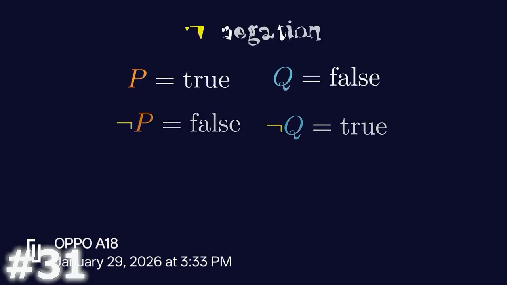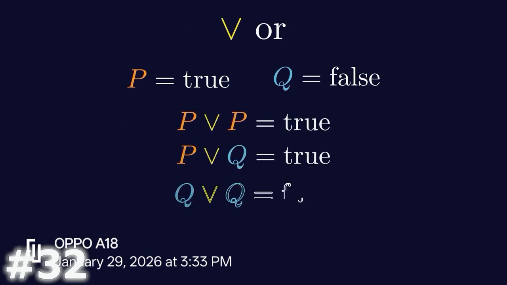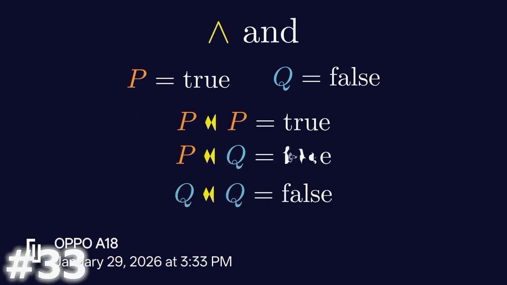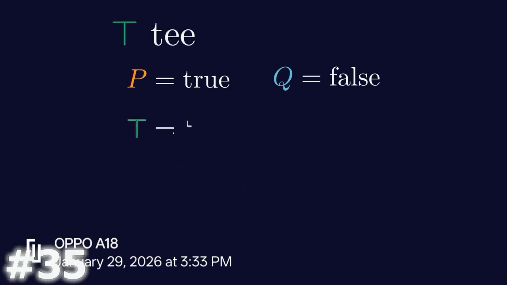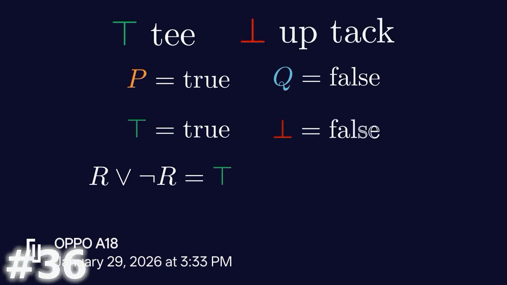OR operator returns true if at least one of the operands is true. AND operator returns true only if both operands are true. Exclusive OR operator returns true if exactly one of the operands is true. T denotes logical constant for true value or a statement that is always true. Uptake represents logical constant for false value or a statement that is always false.